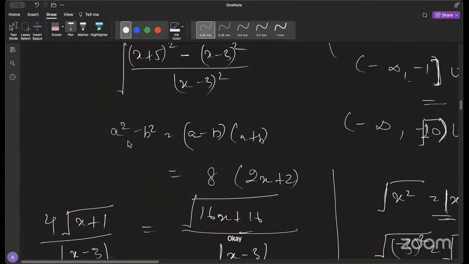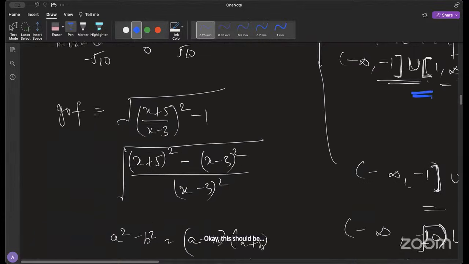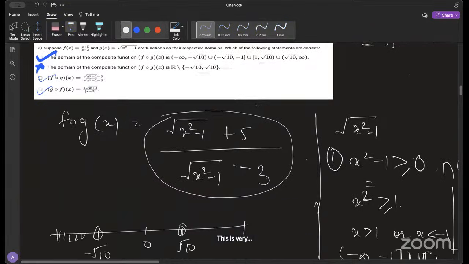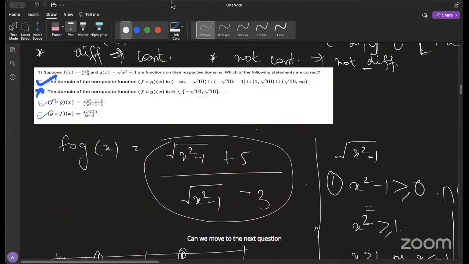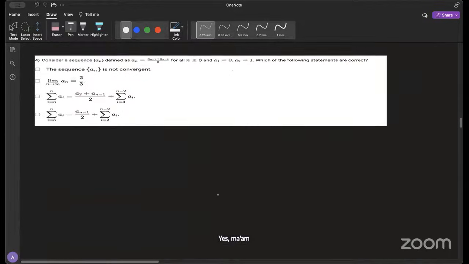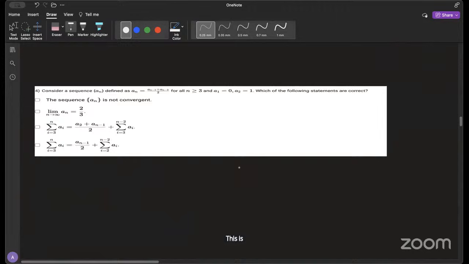So this should be the composition, and in the option it's the same, right? This is correct. Can we move to the next question if this one's clear? Yes, ma'am. This is the next question. Give this one a try.